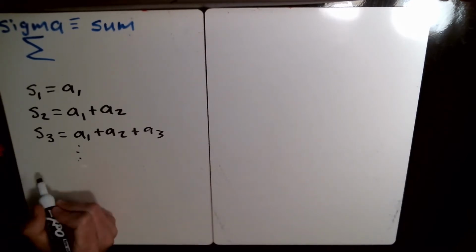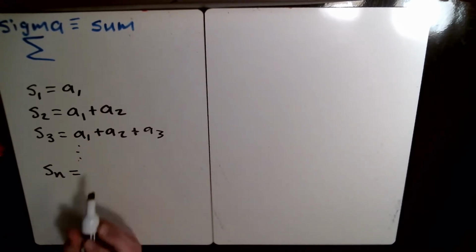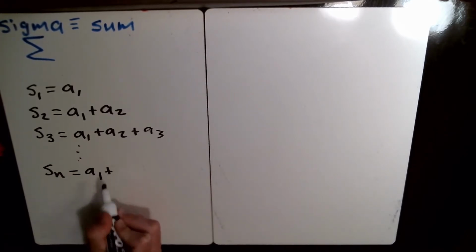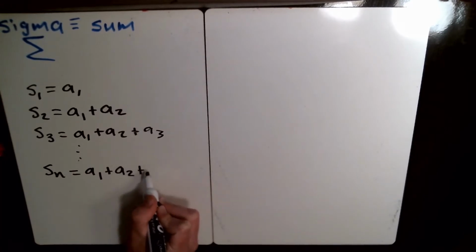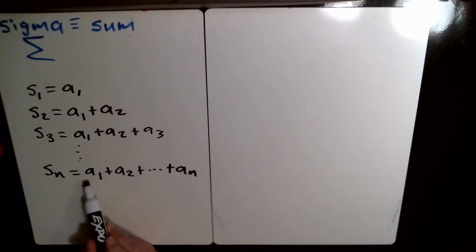Because how do we write an equation for S sub n? Well, we could do a1 plus a2 plus all the way up to an, right? We sum up the first n terms of our sequence. But we want to be able to do this without the dot dot dot. Now, it's perfectly okay to write this, but in math we like efficient notation, and this is just a really efficient way of doing it.